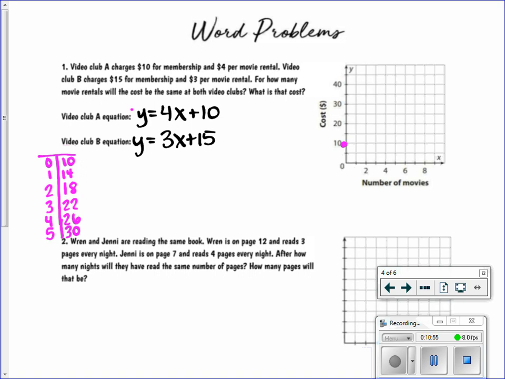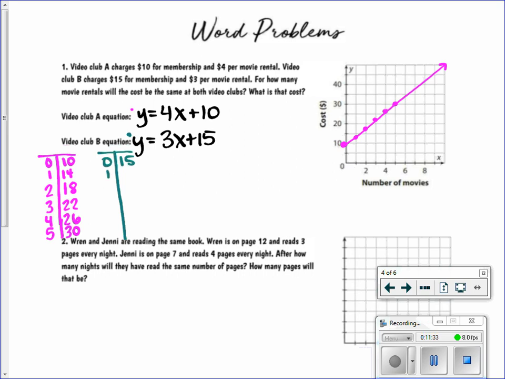Okay, so we can kind of graph it and get the idea of it. It's going by 5, so graph it as nicely as we can. Now let's do Club B. So for Club B, 0, 15, and then it's $3 for additional movies.